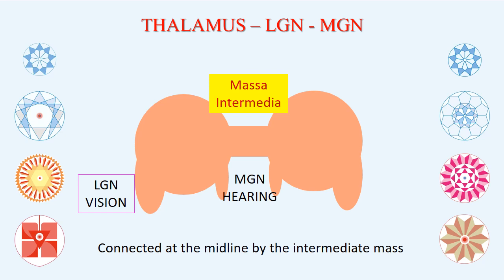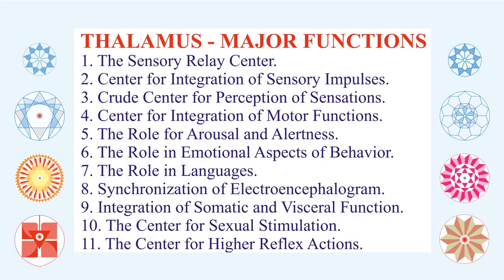So understanding this particular picture again and again is very important: how the lateral geniculate body for vision and the medial geniculate body are associated, and both the sides are equally interconnected to bring synchronization of hearing and vision. Now let's take to the major functions of the thalamus.